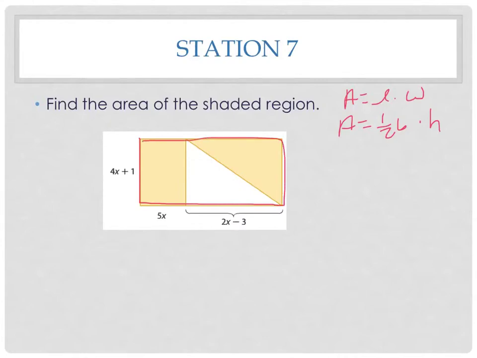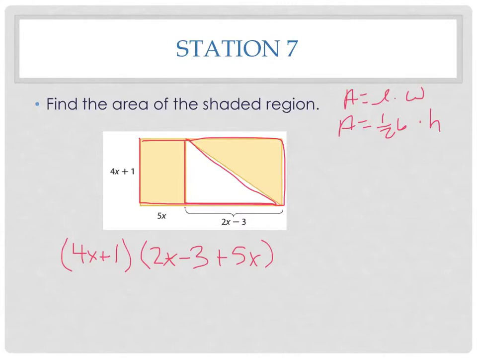And then if I found the area of the triangle and then subtracted the two, I would get the area of the shaded region. So we're going to find the area of the rectangle first. So that's going to be 4x plus 1 times, and the part of the triangle that I have here is 2x minus 3 plus another 5x.